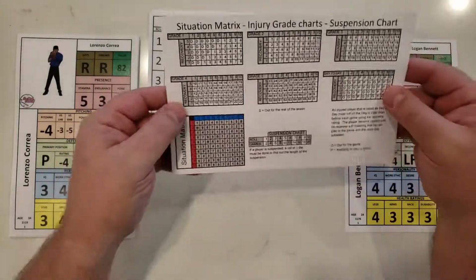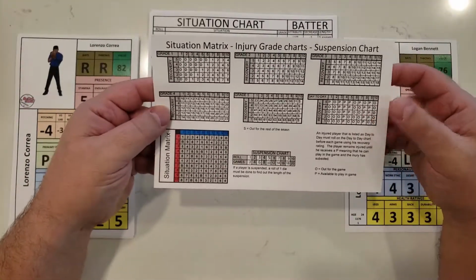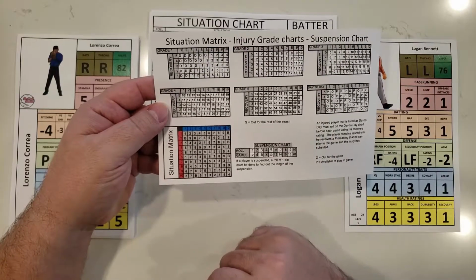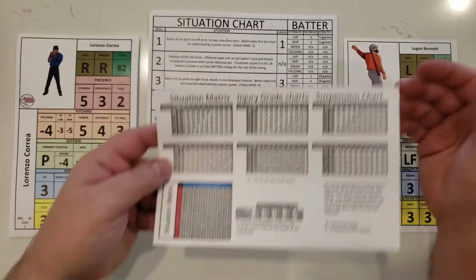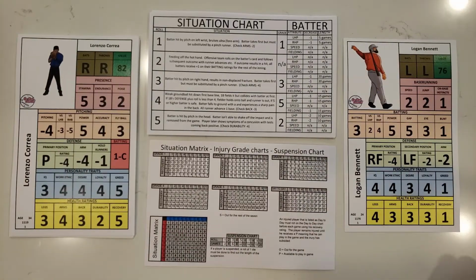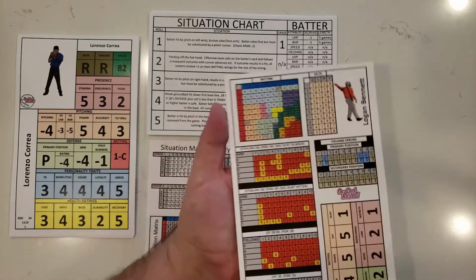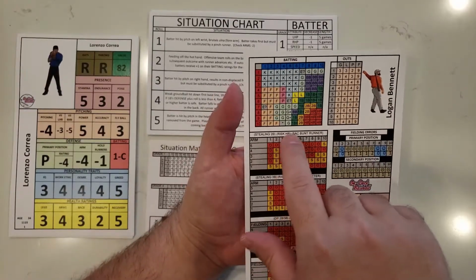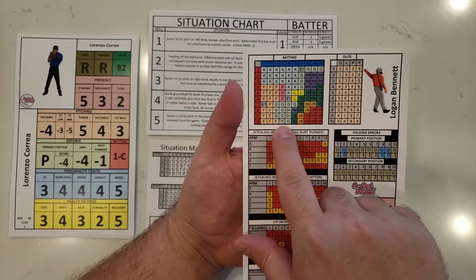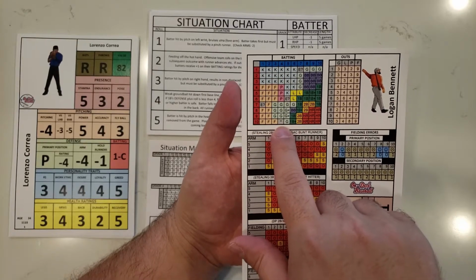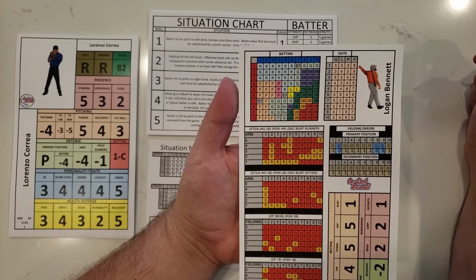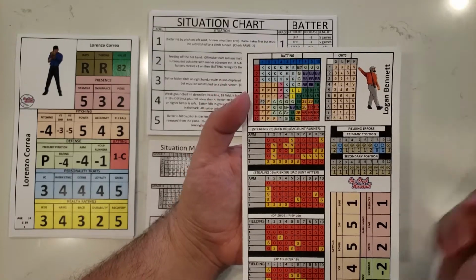Here we have our situation matrix, injury grade charts, and suspension chart. This is going to be the situation matrix that we will read off of to find out which situation chart we'll be using. So we're going to start off the video assuming that what we have reached is an outcome on this particular card. A blue 4 and a red 10 will mean the asterisk. If you see this asterisk, that means that a special situation has arisen in the game, and we need to find out what that is.